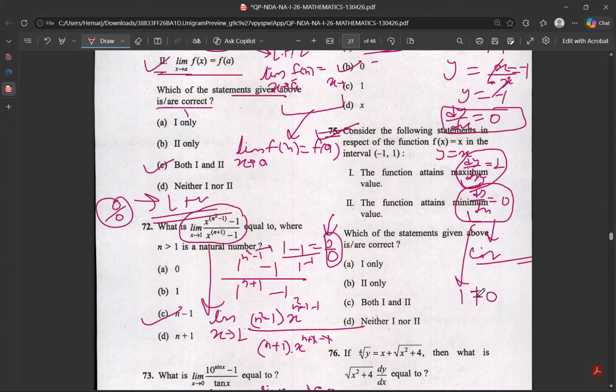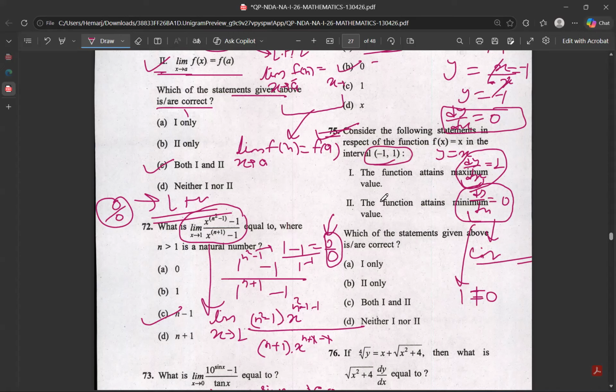First of all, it is not true. 1 is not equal to 0. So here we cannot find any critical values. But no need to worry. If there are no critical values, no maxima and minima will be there between minus 1 to 1. If we are not able to calculate the critical values, how can we find the maxima and minima?